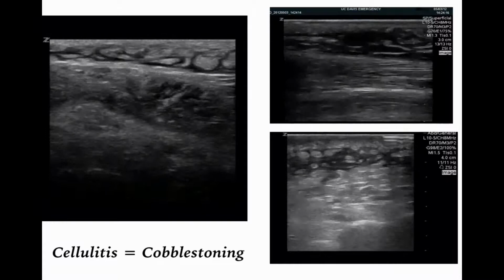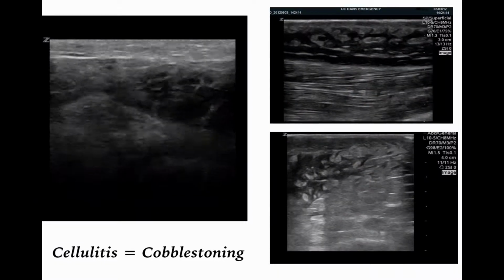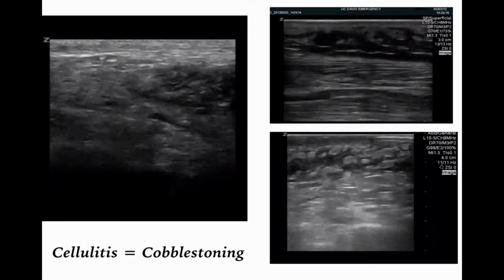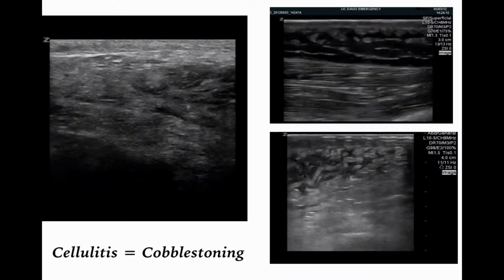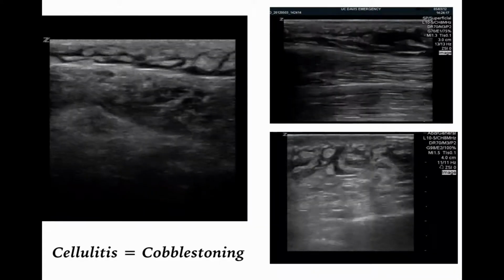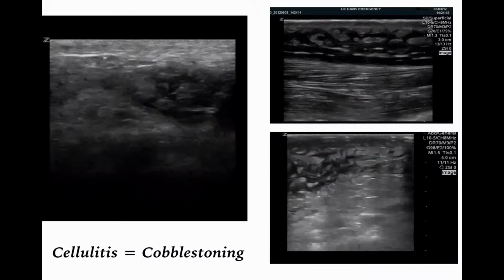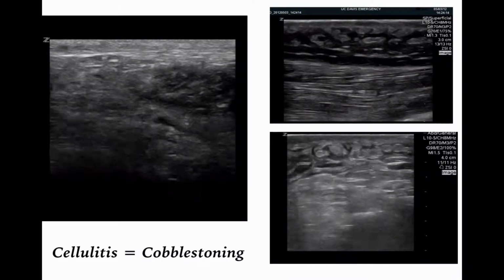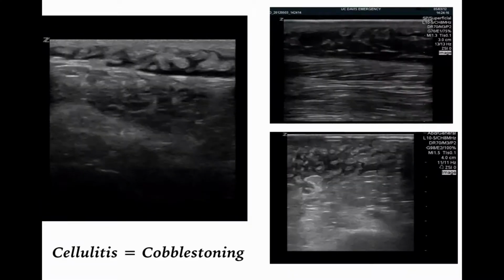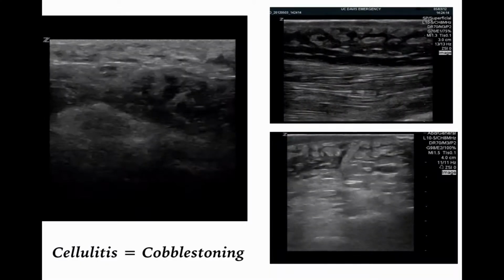So here's some additional examples of cellulitis, and we call this cobblestoning. And it's for that same reason I just talked about, where you have these areas of both hyperechoic and hypoechoic regions, and creates this stone-like cobblestoning appearance. Notice in the picture on the left, it looks like pretty much normal tissue, but then as I scan across the cellulitic portion of the patient, you see obvious cobblestoning at the top of the image. The right images are more obvious, where you just have this cobblestoning at the top of the screen. That is classic for cellulitis.